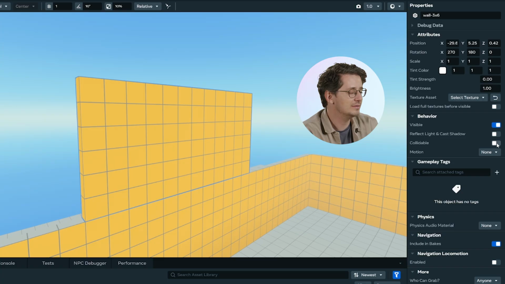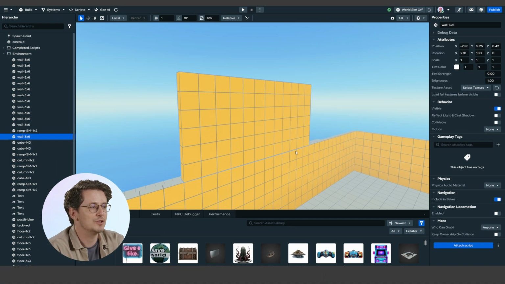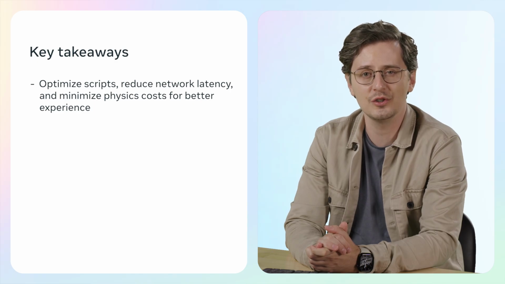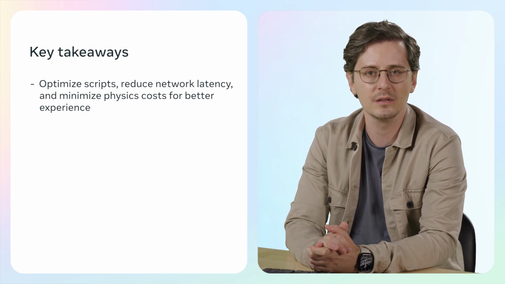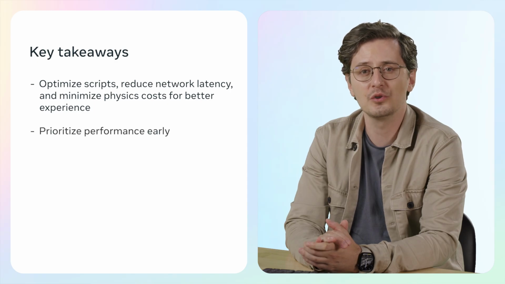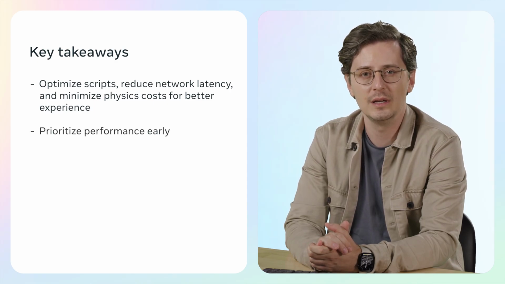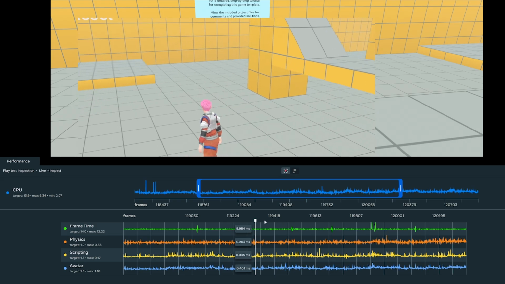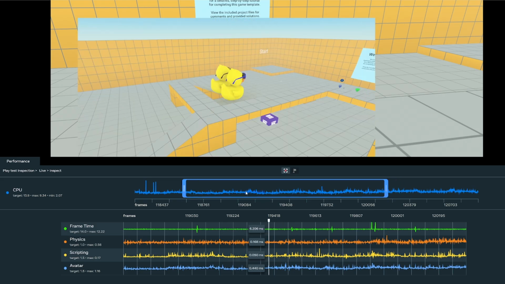But by toggling it off, this makes this one mesh have much less impact on performance in our world than the other ones. By carefully selecting the collision type based on the interaction, you can minimize the physics engine's workload and improve overall performance. Remember, optimizing your scripts, reducing network latency, and minimizing physics costs are essential for creating a smooth and enjoyable experience. Prioritizing performance from day one is crucial for developing high-quality projects. Remember to regularly playtest your world, measure its performance, and iterate based on the results. Don't forget to utilize the debugging and profiling tools to identify bottlenecks and guide your optimization efforts.